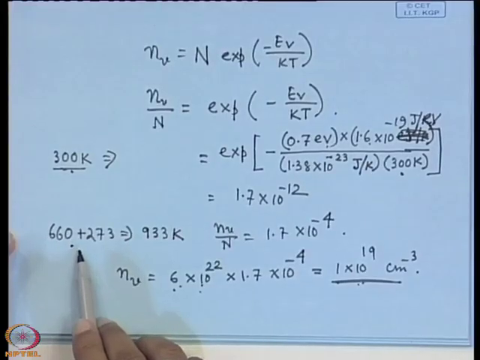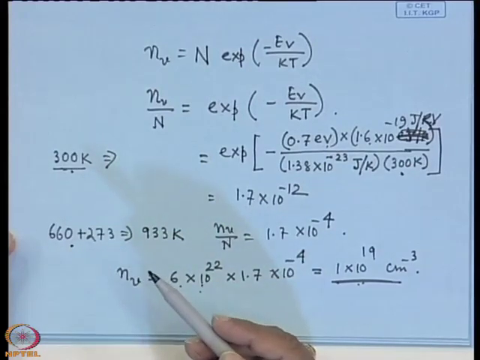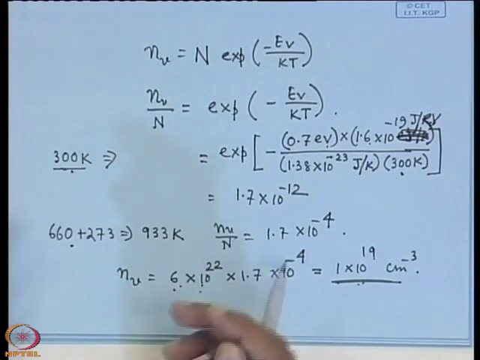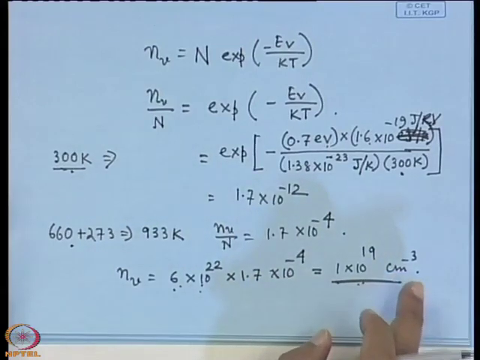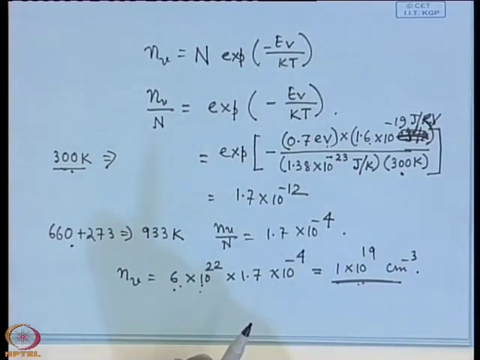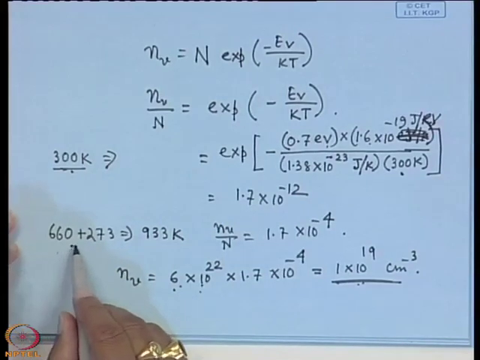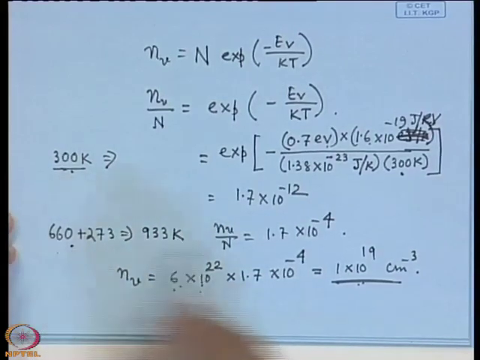So, it is a very high concentration of defects, because out of 6 into 10 to the power 22 sites, 1 into 10 to the power 19 sites are defects or vacancies. And what is the origin of such a high defect concentration? It is because of the thermal expansion. At the melting point the thermal expansion is very high, and so the defect concentration is very high.